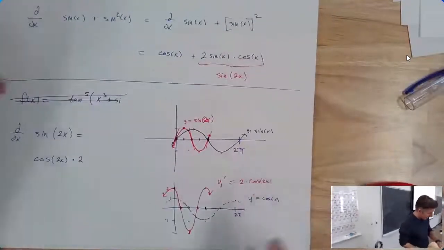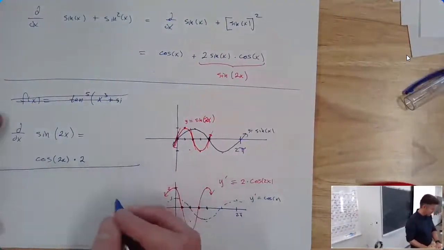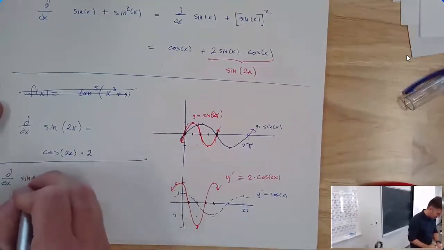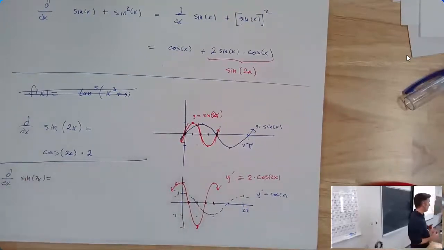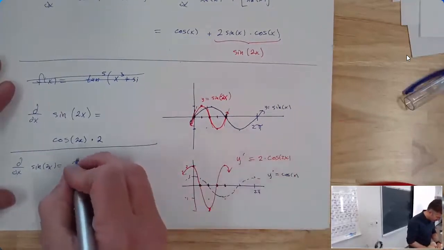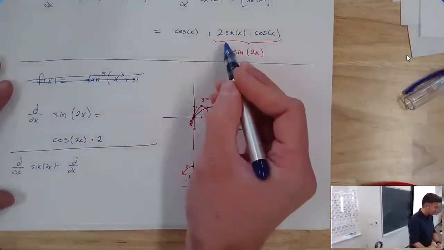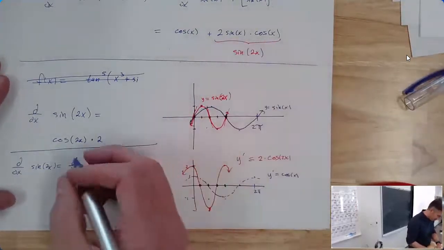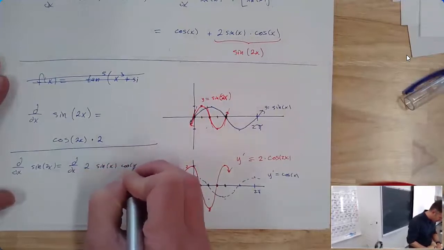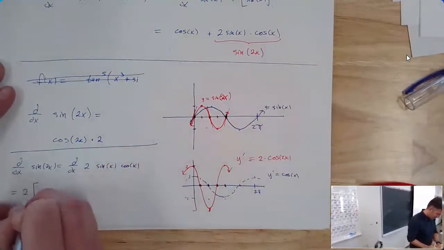So another way you could show the derivative of sine 2x is what it is by writing sine 2x as a product. This is actually another good way of seeing that what we said is true. The derivative of sine 2x is the derivative of 2 times sine x times cosine x. And now the 2 is just a constant, it's going to hang out. And then we use the product rule.